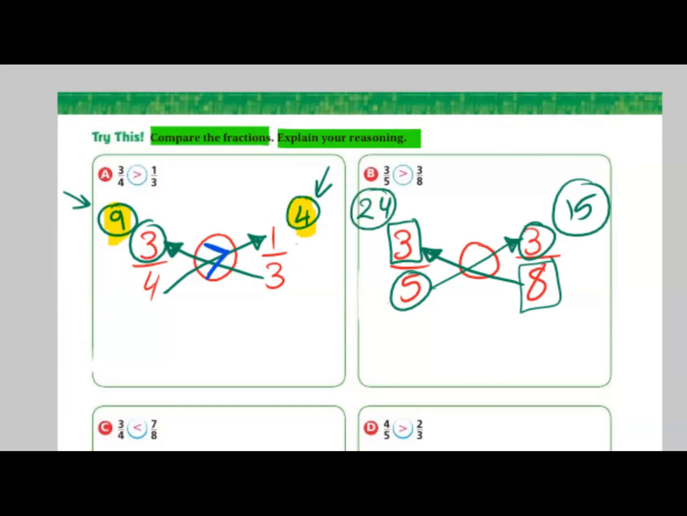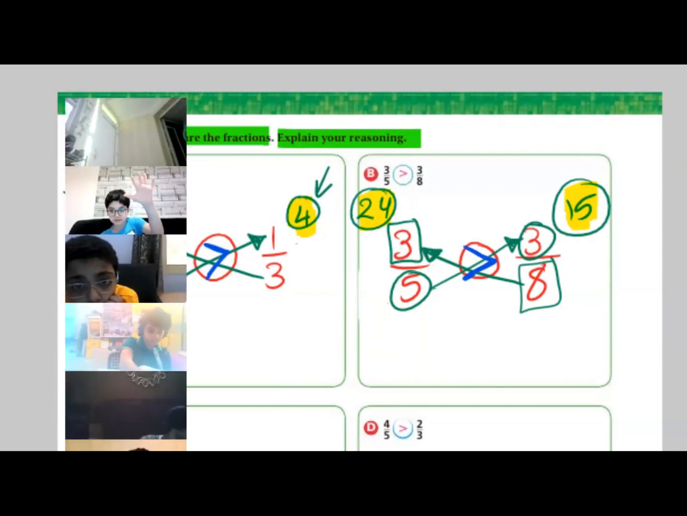So which is greater, 24 or 15? 3 over 5 is greater. So 3 over 5 is the greater fraction. Thank you so much.